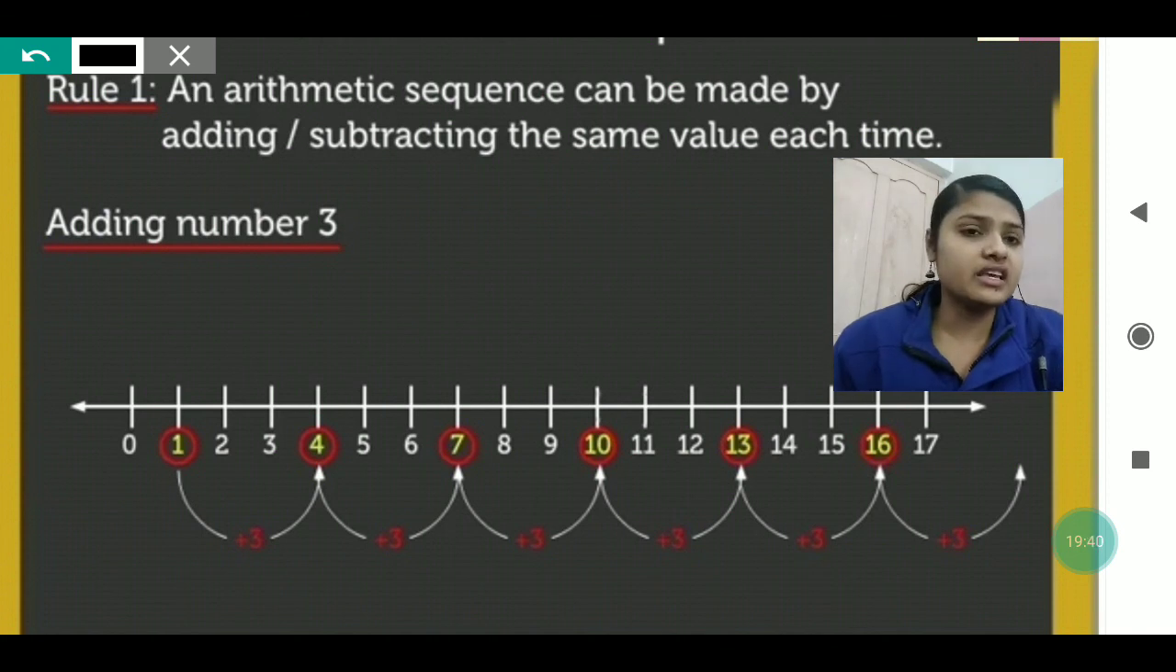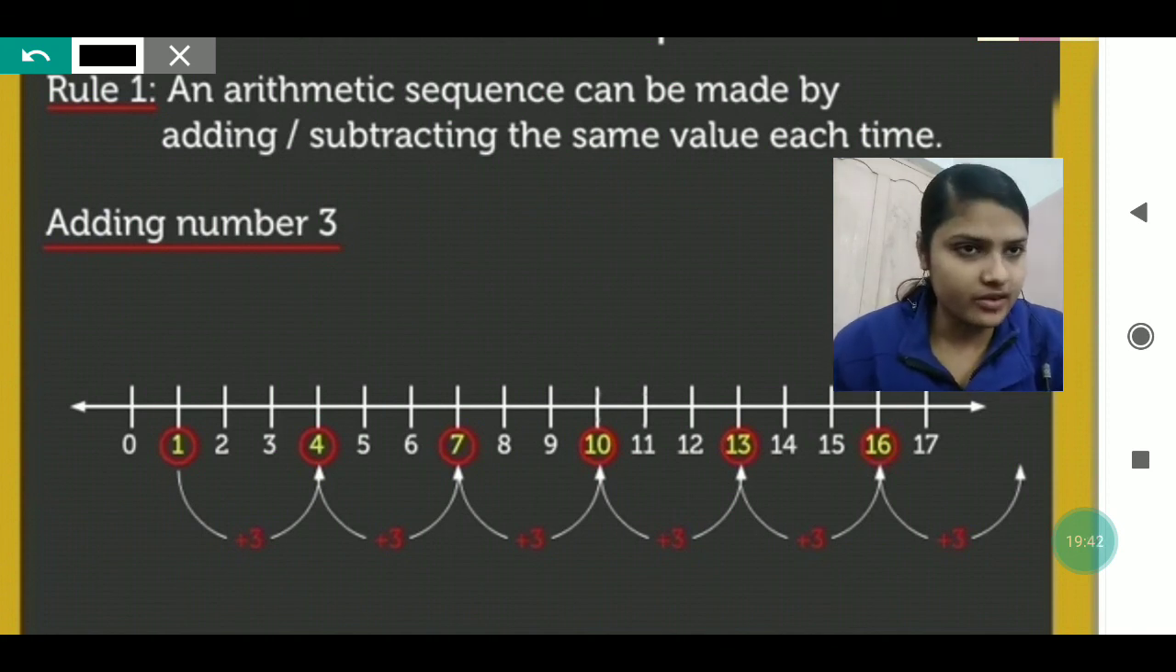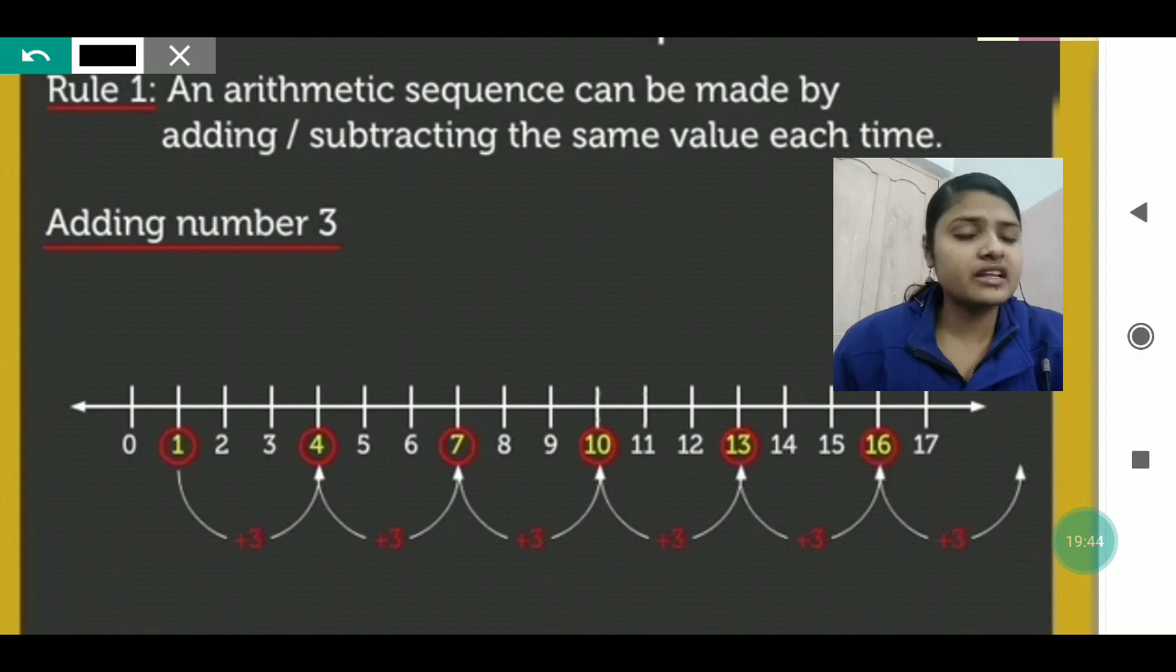So here we are seeing a number line which is being drawn here for you. In that number line, the numbers are being marked. You can see 0, 1, 2, 3, 4, 5 like this. I have marked till 17. So you can see in this one what is happening.